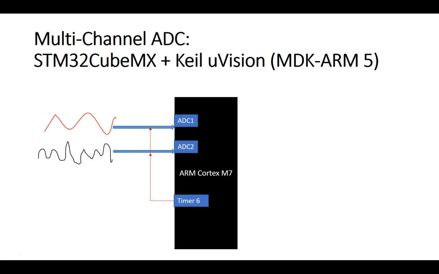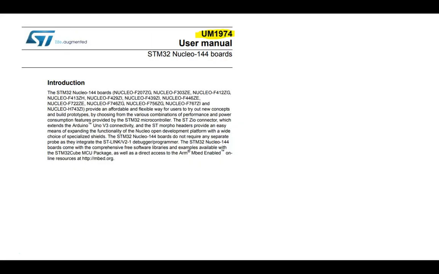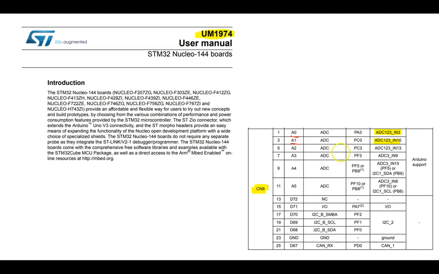So let's get started. Before we get started, let's make sure we look up the Nucleo 144 board. That's what we'll be using. The Nucleo 144 user manual says that the A0 connector on the CN9 and the A1 connector on CN9 as well belong to ADC 1, 2, or 3, channel 3, and ADC 1, 2, 3, channel 10. We will configure A0 with ADC 1 and we'll configure channel A1 right here with ADC 2. So that's what we'll do. So let's get started with CubeMX.